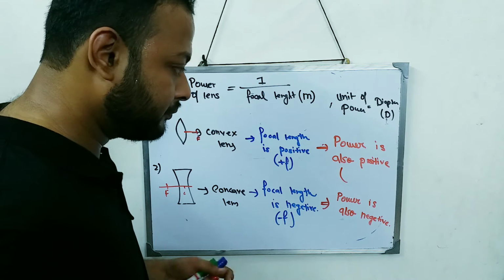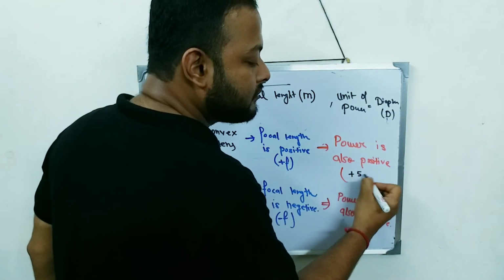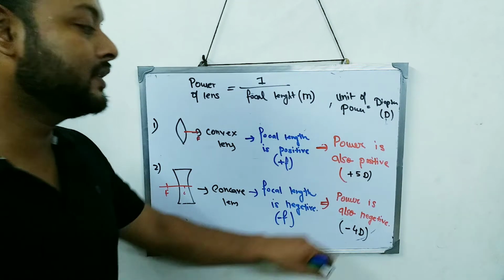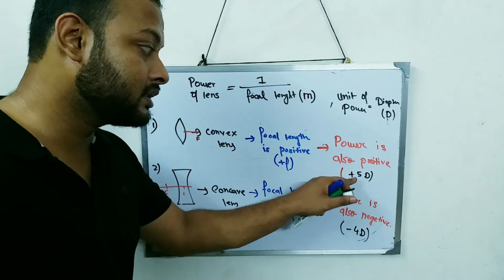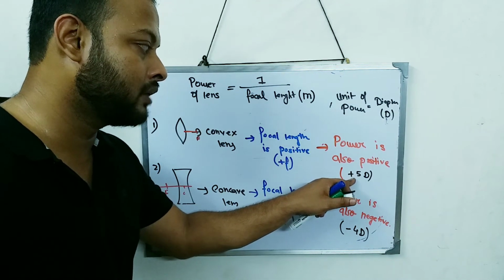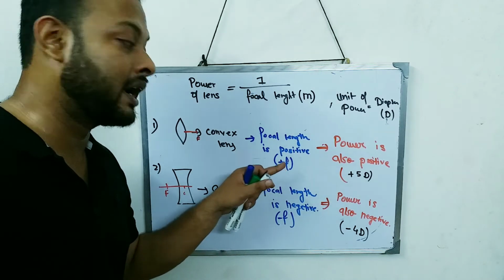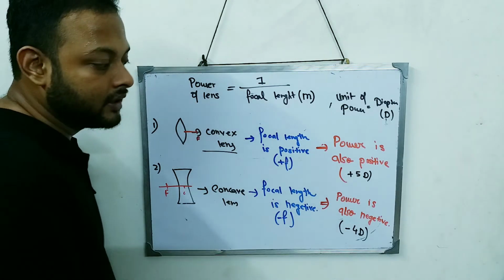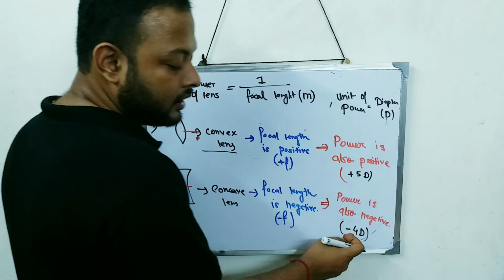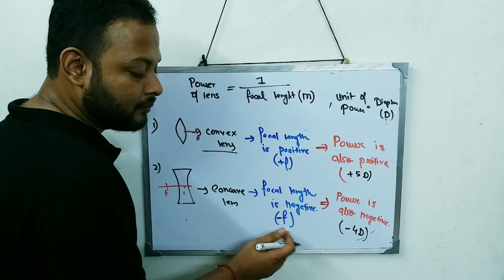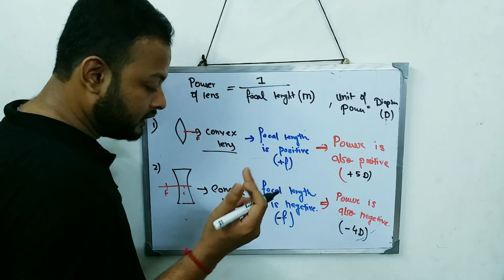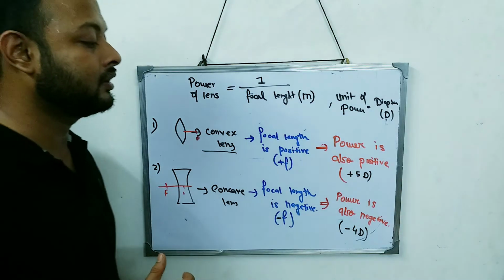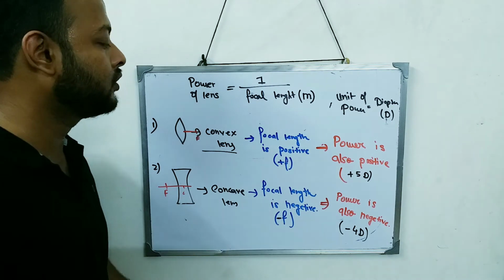Suppose the power is plus 5 diopter and this power is minus 4 diopter. As you see it is plus, simultaneously your brain should work. If it is a plus power, that means my focal length is also positive, and if my focal length is positive, then this is always a convex lens. Similarly, if my power is negative, then my focal length is also negative, and if my focal length is negative, then it is a concave lens. So you should have this general idea in your mind.